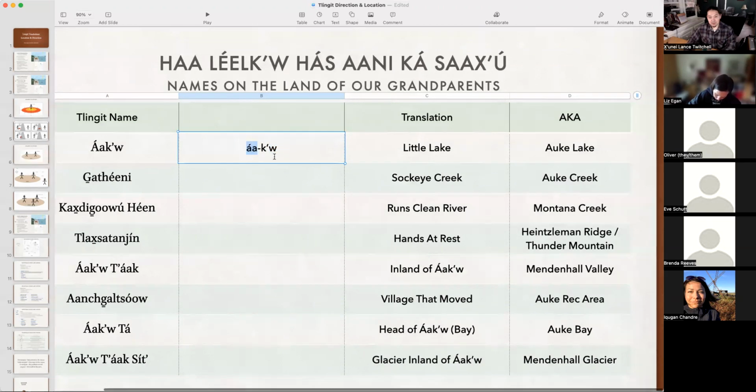So let's say this first word right here. Ah.